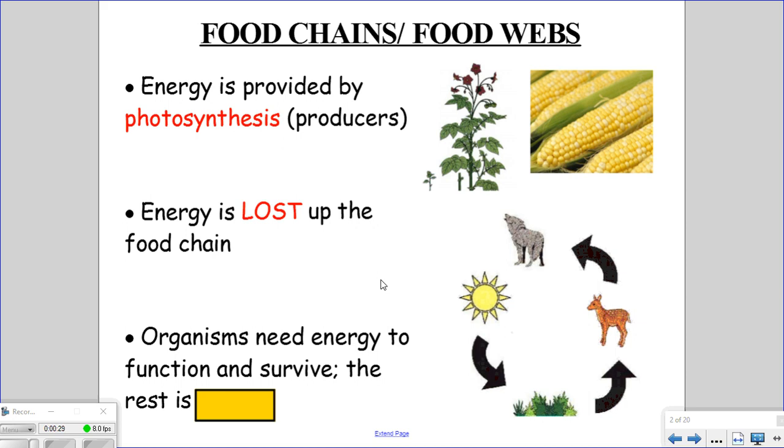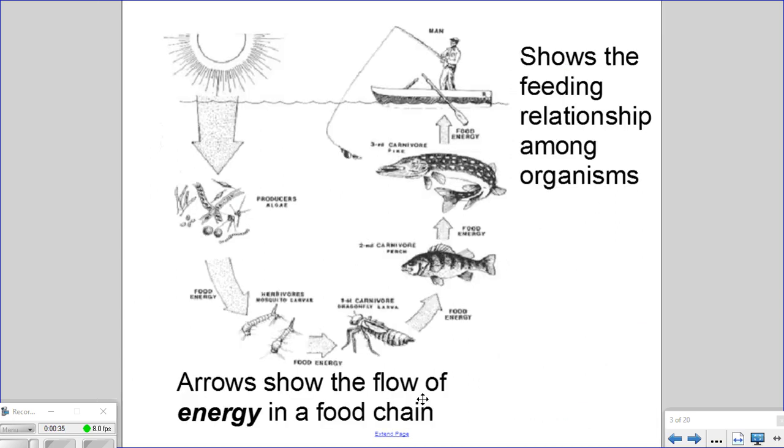Organisms need energy to function and survive. The rest is going to be stored. So with a food chain, it's going to show the feeding relationship among organisms. And what the arrows show is the flow of energy in a food chain. So this is not necessarily showing what is eating what, but it is showing how energy is moving within an ecosystem and moving amongst different organisms.